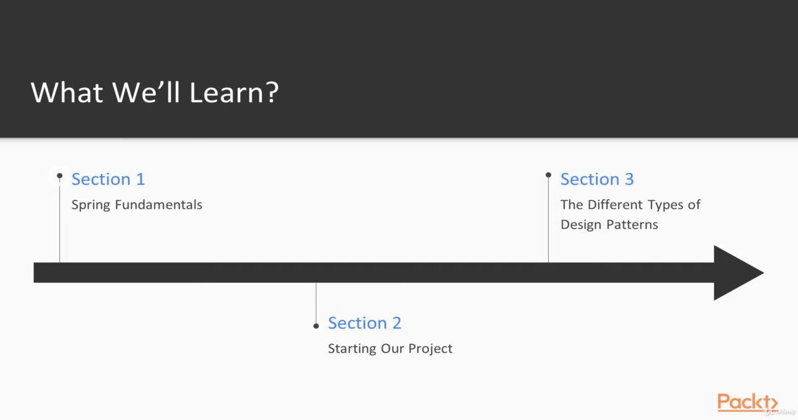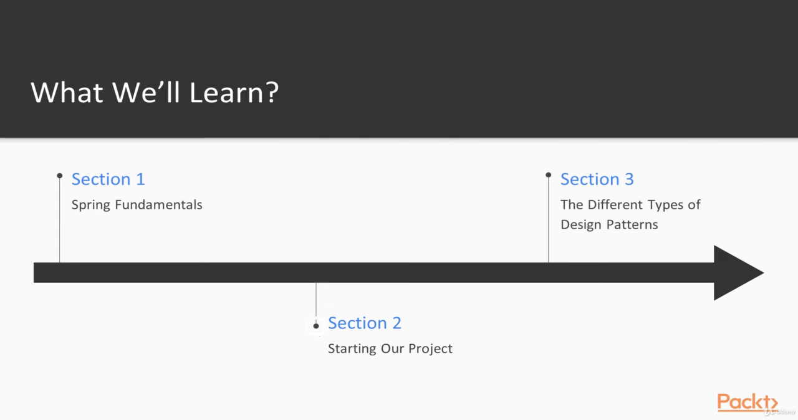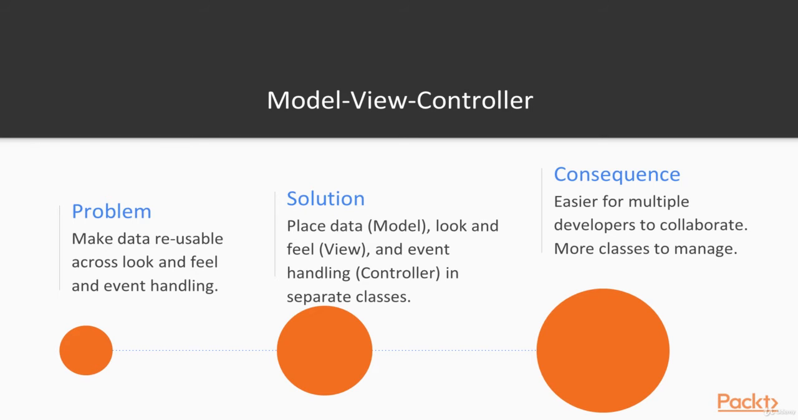We will start in Section 1 by discussing Spring fundamentals. We will also discuss some common concepts that are used in object-oriented programming, including polymorphism, because polymorphism is a very important concept that helps us to support our design patterns. From Section 1, we'll move on to Section 2, where we start our project and we discuss one of the most common design patterns, which is the Model View Controller design pattern, and how we can use that with Spring.